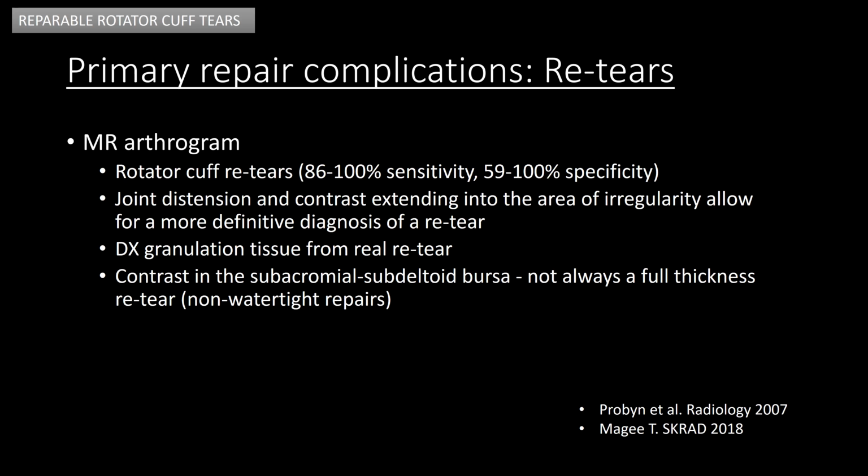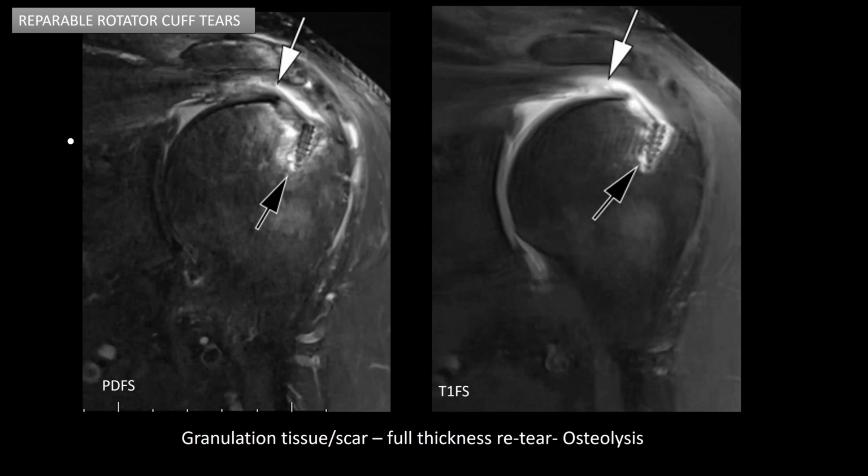On the other hand, contrast may sometimes not communicate with the subacromial subdeltoid bursa, even in the presence of a recurrent full thickness rotator cuff tear. That's because sometimes we have very thick fibrosis in the scar tissue, which can basically stop the contrast from going from the articular surface to the bursal surface.